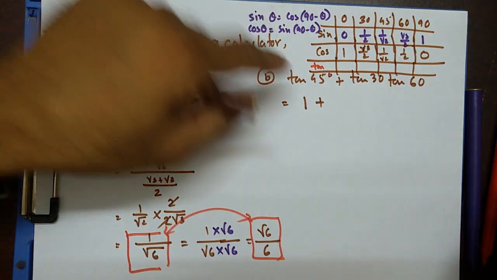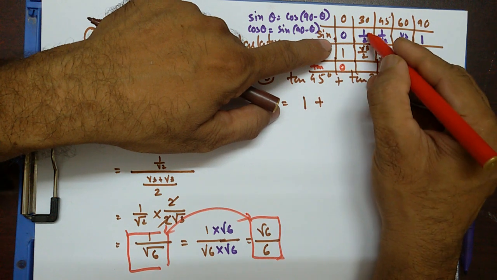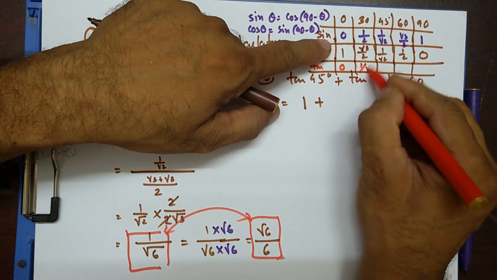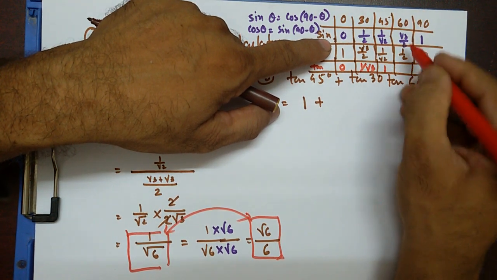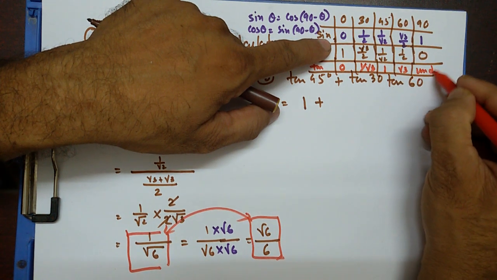This value is going to be, I'm going to use this rating. 0 by 1 is 0. This by this is 1 by root 3. This by this is 1. This by this is square root 3, and this is undefined, not defined.